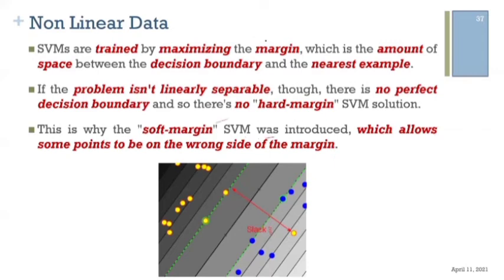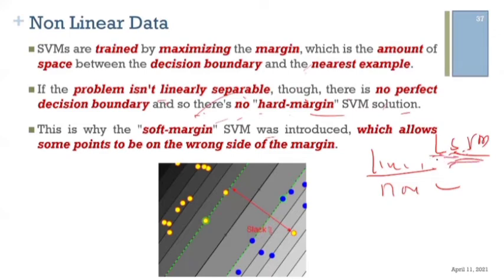The nonlinear data. So SVMs are trained by maximizing the margin. We have discussed this concept. So if the problem isn't linearly separable, there's no perfect decision boundary, so there's no hard margin SVM. Initially, there's the concept of hard margin SVM. Let me clarify one point here. Since we have linear SVM and non-linear SVM, I've seen students try to use LSVM. LSVM is a very popular linear SVM. But to me, it is a disadvantage to go and use LSVM.